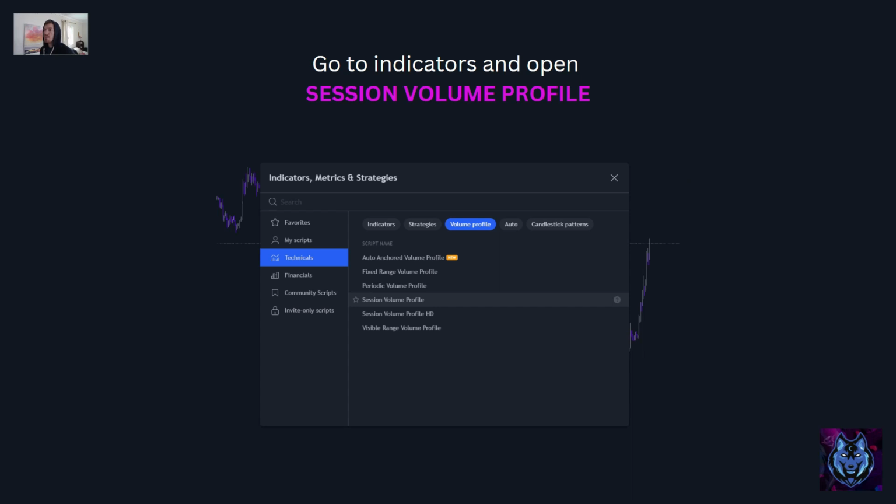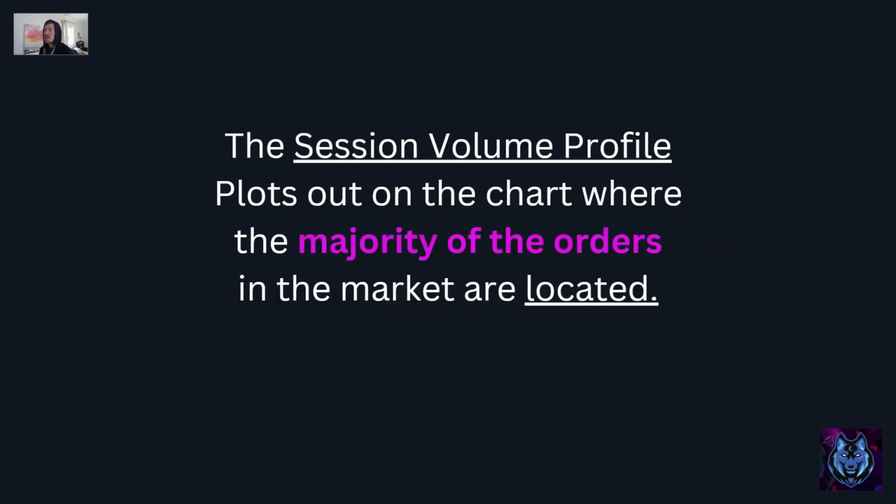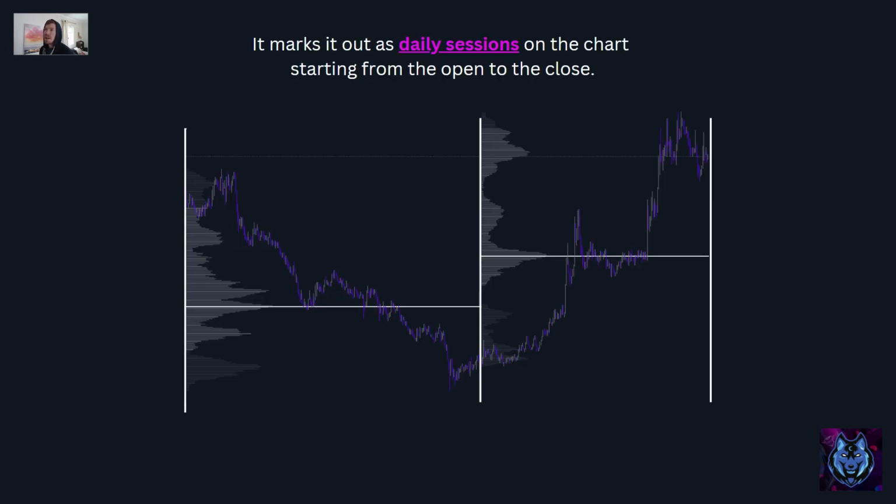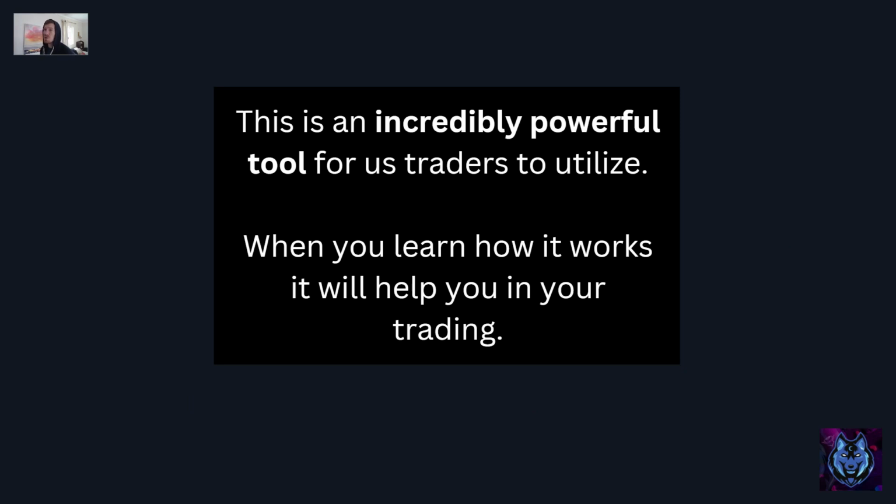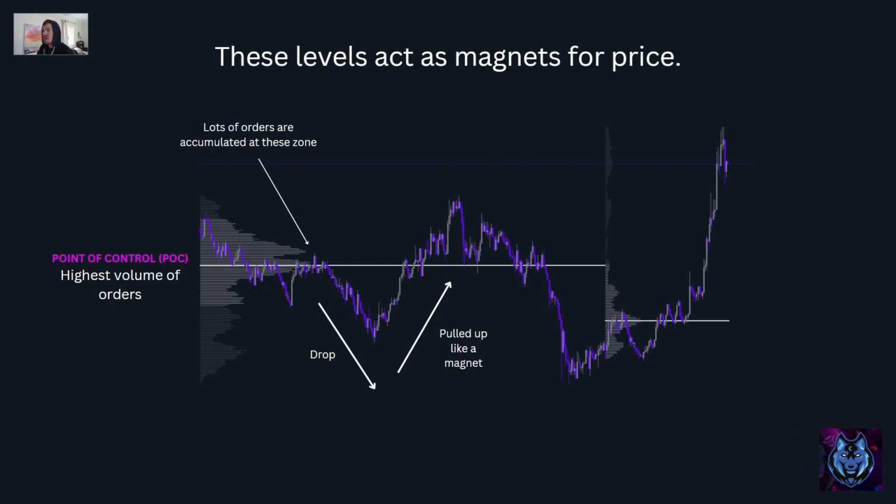First of all, we need to put the volume profile onto the chart, and we're going to be using the session volume profile. So we go to indicators, technicals, and click session volume profile. The session volume profile plots out on the chart where the majority of the orders in the market are located. It marks it out as daily sessions on the chart, starting from the open to the close per day. This is an incredibly powerful tool for us traders to utilize. When you learn how it works, it will help you in your trading tremendously. These levels act as magnets for price.